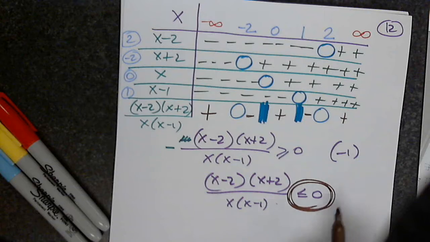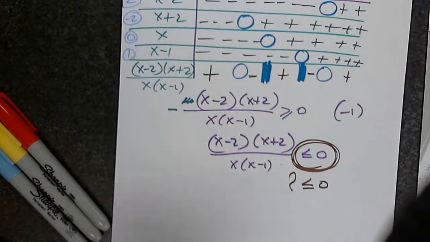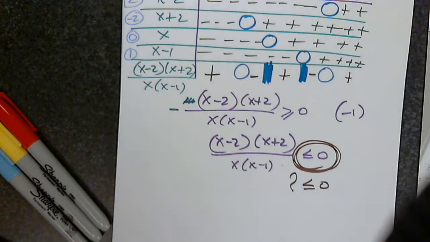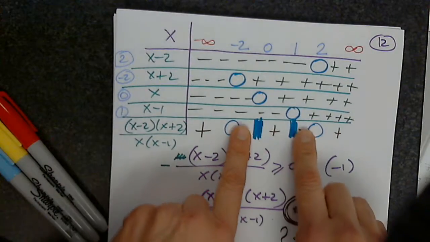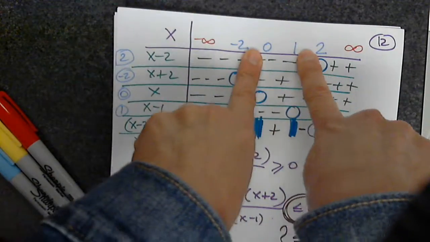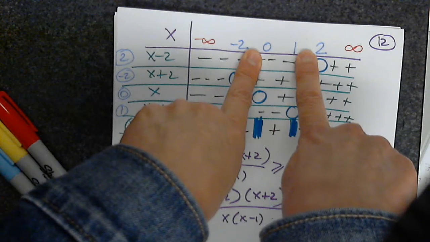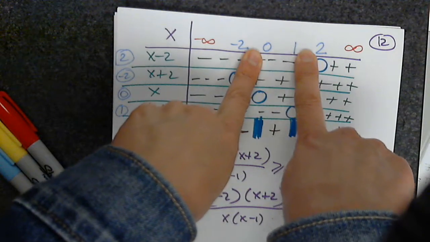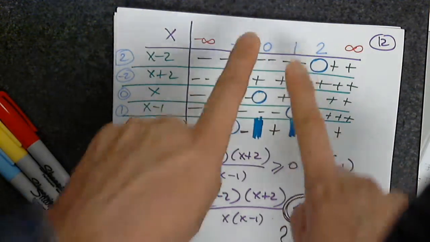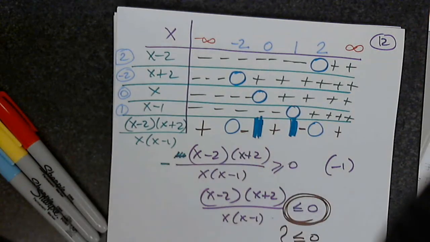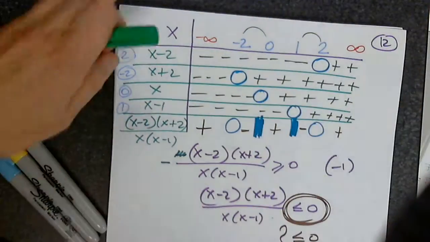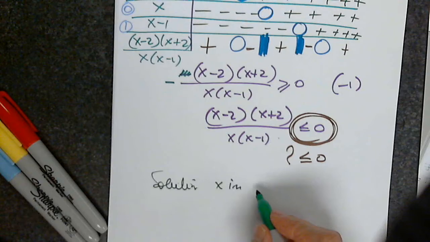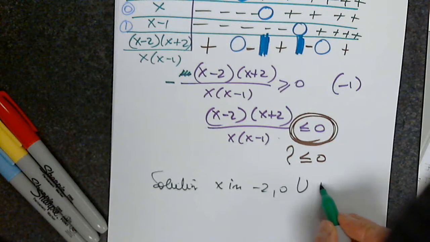Which sign do I pick? Which sign is less than or equal to 0? Negatives. Is this expression ever negative? In 2 places. When x is between negative 2 and 0, union 1 and 2. So the solution: x in the interval negative 2, 0, union 1, 2.